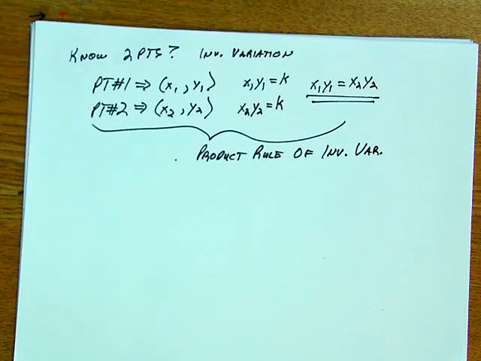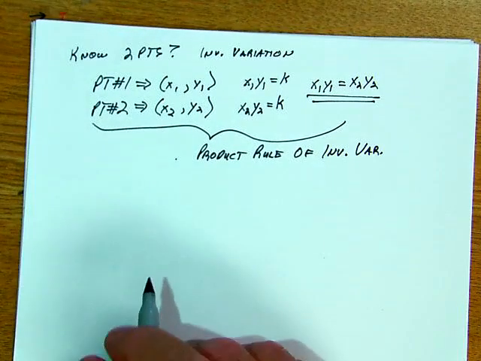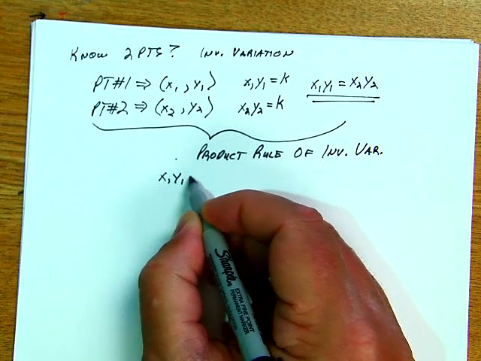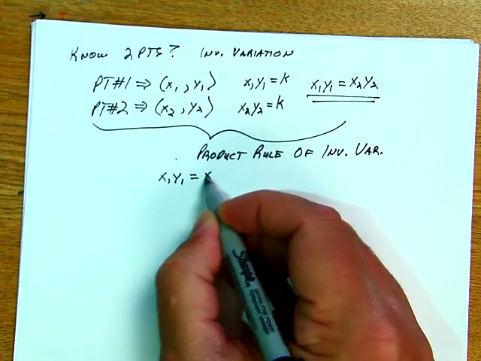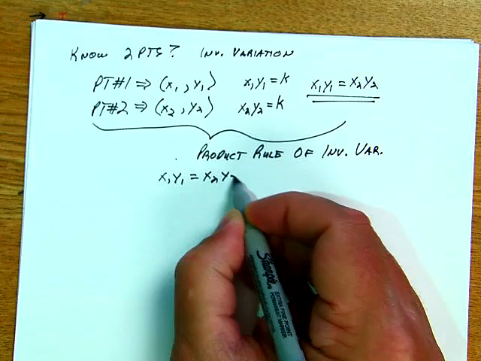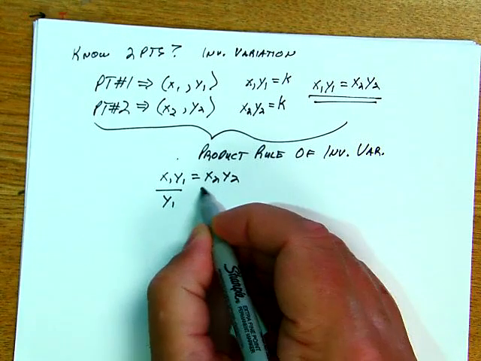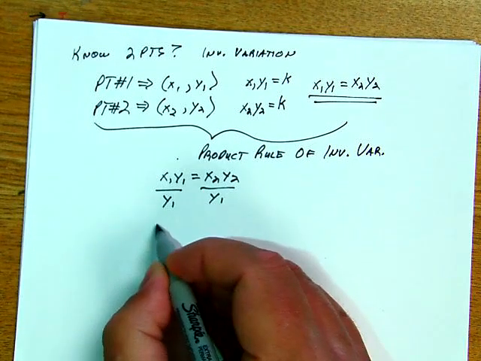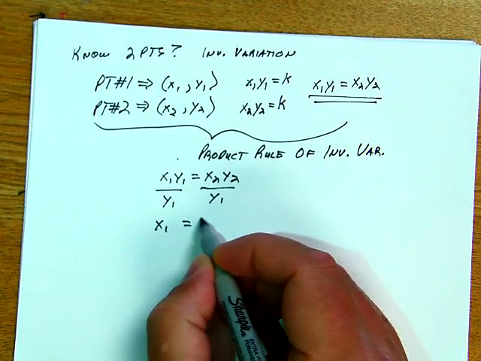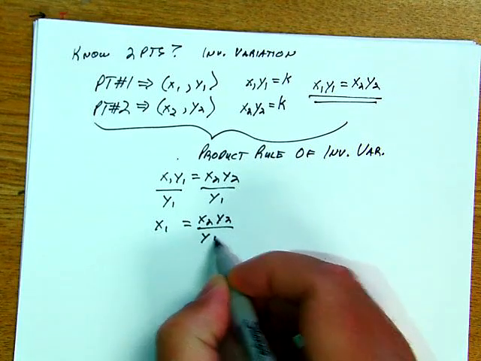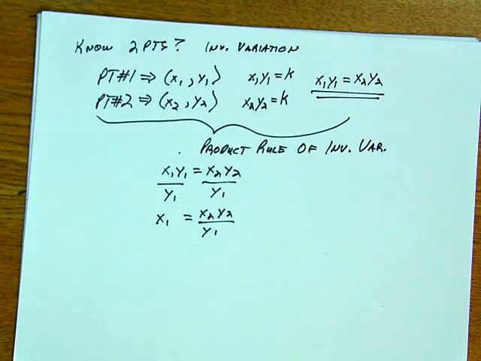Okay? And then there's a second part. There's a second way to look at the inverse variation product rule. I can start with the product rule. x1, y1 is equal to x2, y2. Now I'm going to divide both sides by y1. That leaves me with x1 on this side, and I get x2 times y2 all over y1 on this side.